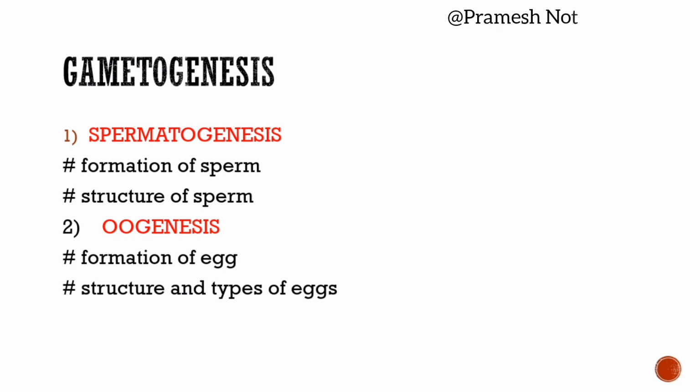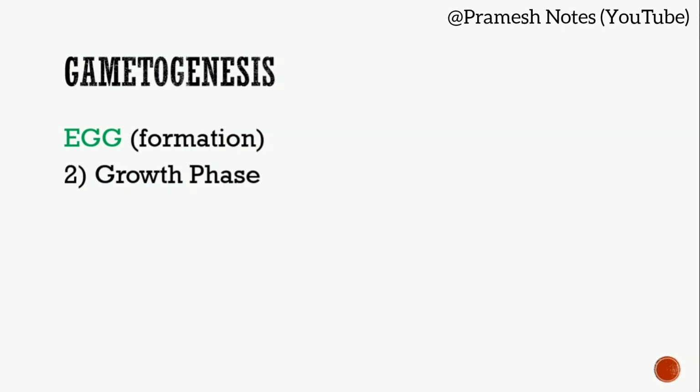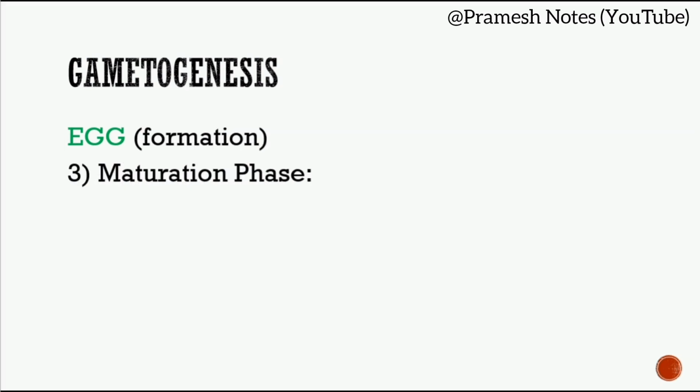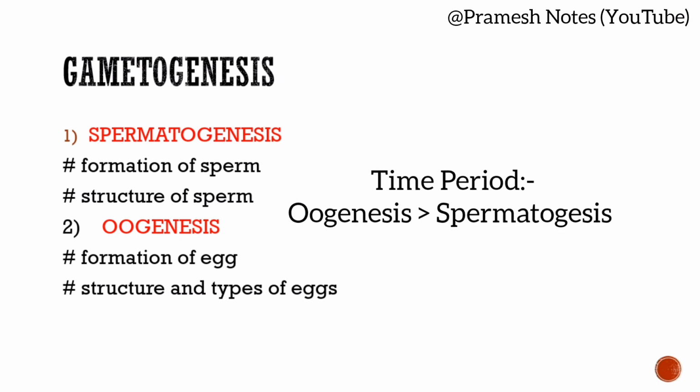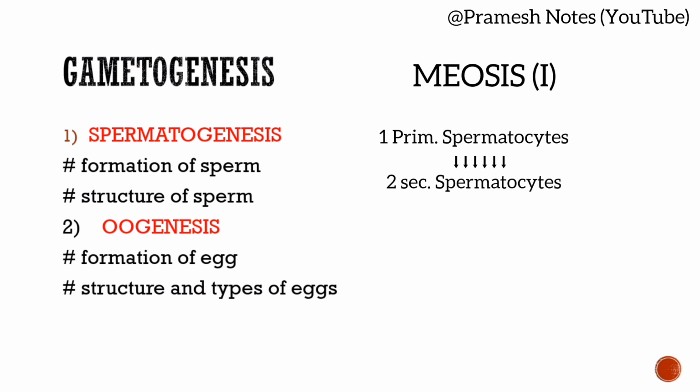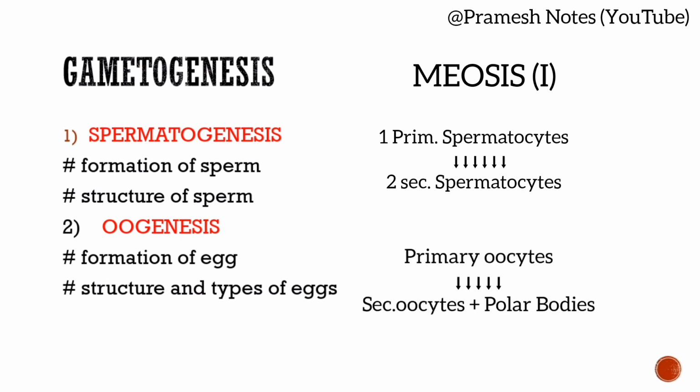In the previous video we learned about spermatogenesis as a part of gametogenesis. The process of oogenesis is quite similar. The first step of oogenesis is the multiplication phase, the second one is the growth phase, and the third one is the maturation phase. Oogenesis is a longer process as compared to spermatogenesis. In spermatogenesis, a primary spermatocyte is divided by meiosis I, forming two secondary spermatocytes, whereas in oogenesis, a primary oocyte is divided by meiosis I, forming a secondary oocyte and one polar body.